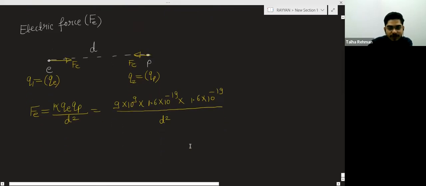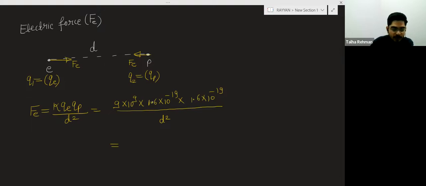Now we will calculate this value. First we will multiply the numbers. This is 9, this is 1.6, this is 1.6. 1.6 multiplied by 1.6 will be 2.56. And when you multiply this by 9, you will get 23.04. You can calculate it by your calculator also. Just check this.